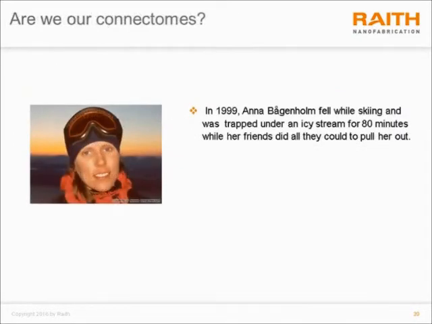To understand why neuroscientists are on a quest to map the human brain, let me please share with you the story of Anna Bagon, who in 1999 fell while skiing in Norway. Anna was trapped under an icy stream for 80 minutes head first, while her friends did all they could to pull her out. It was 80 minutes until the medical rescue team arrived, and by that point, Anna was clinically deceased.